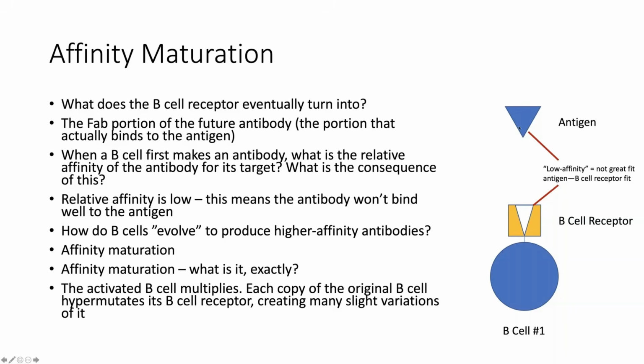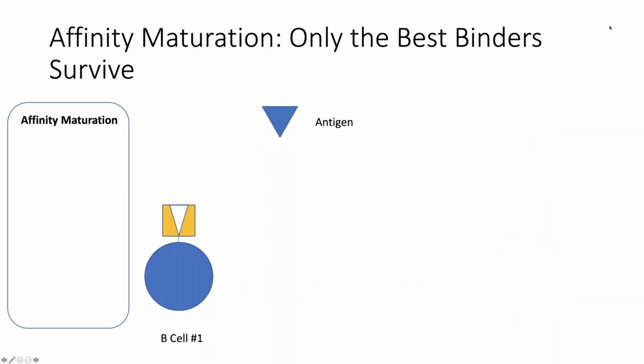In other words, the affinity is low. What happens is that I take this one B cell and make many copies of it, each of which has a slightly different B cell receptor. All of these B cells are now going to compete to bind that antigen, and the ones that bind better are going to survive. Let's walk through exactly what this would look like. So affinity maturation, where only the best binders survive. Again, we've got our B cell number 1. It does not bind very well to the antigen, but it binds, as Zach said, with a low affinity interaction.